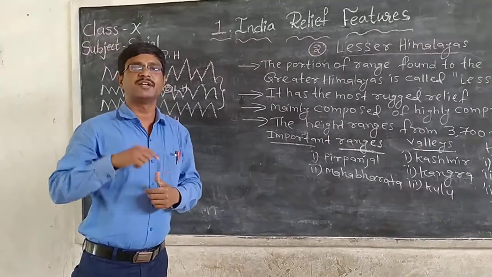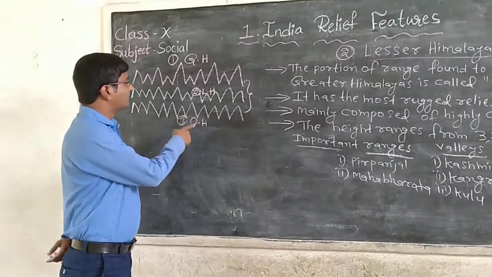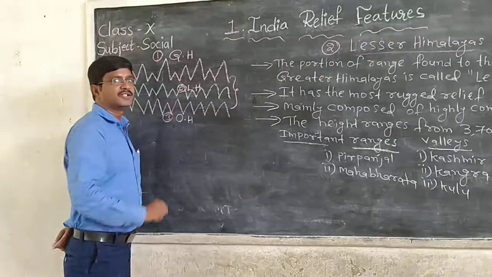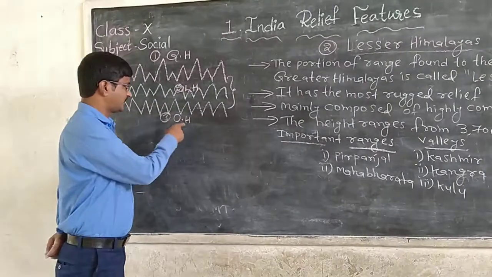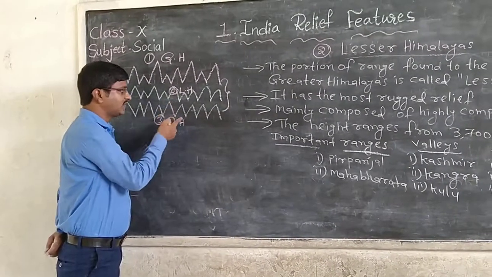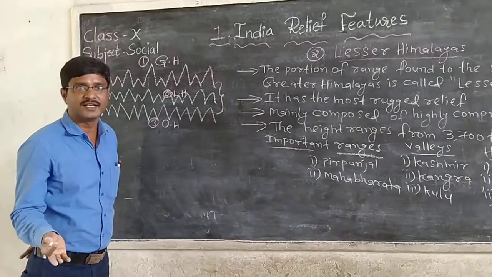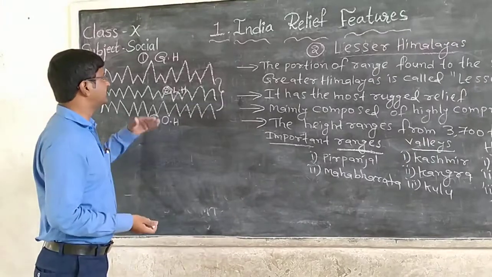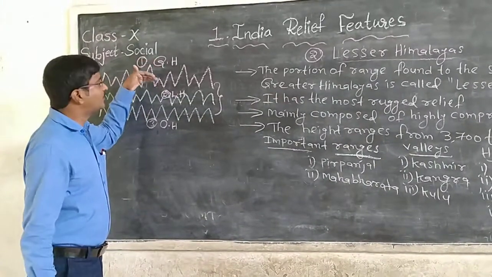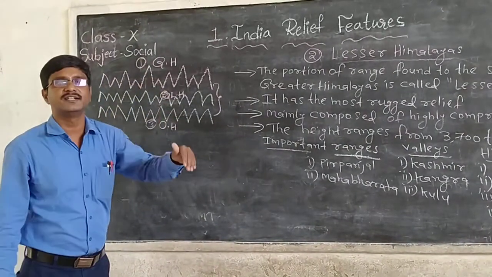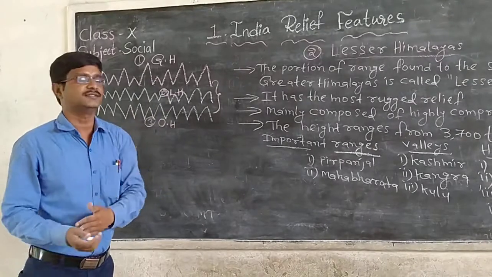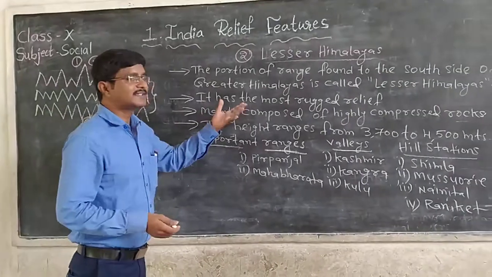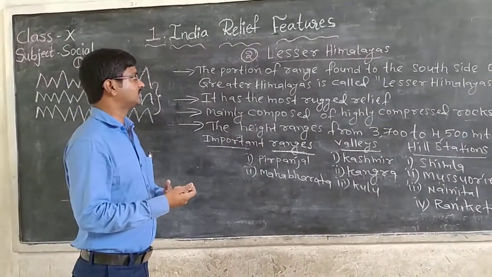We have to use our brain. The portion of range found to the north side of the Outer Himalayas is known as Lesser Himalayas. Anything is correct. So what is the textbook definition? The portion of range found to the south side of Greater Himalayas is known as Lesser Himalayas. Is it clear?